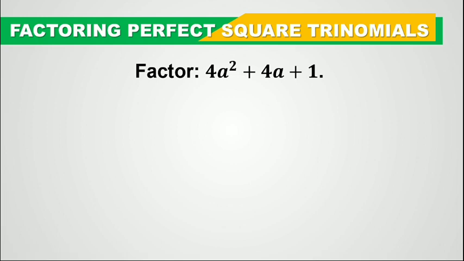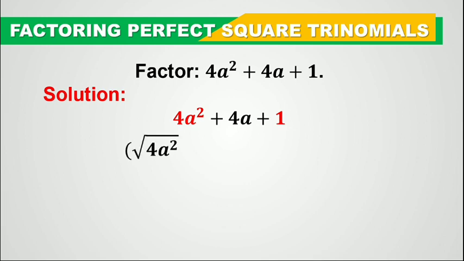So 4a squared is a perfect square monomial, as well as the last term 1, the constant, which is also a perfect square monomial. In factoring such trinomials, all you have to do is get the square root of the first term, plus the square root of the last term, and then you just copy that factor.